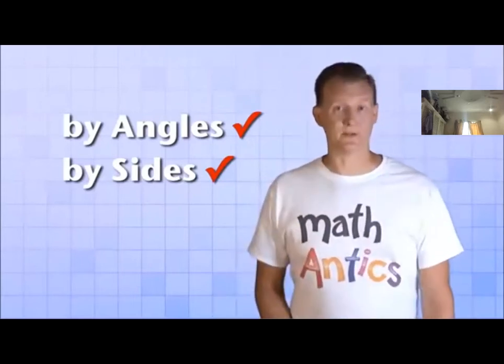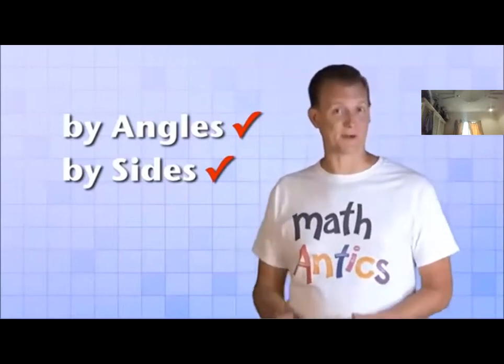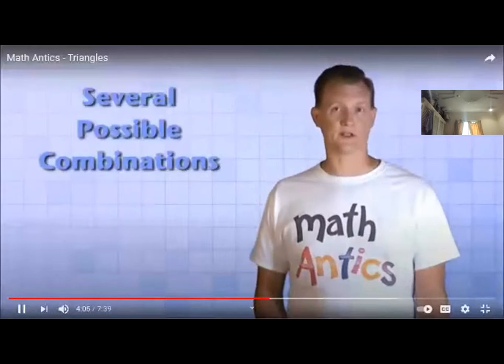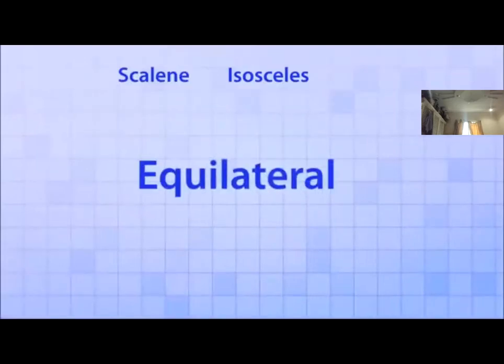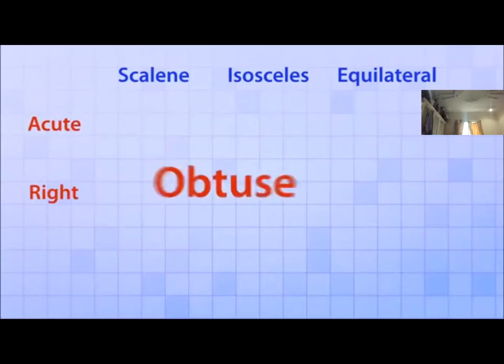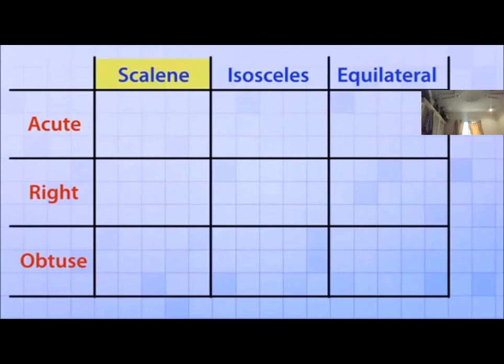And now that you know both ways to classify triangles, let's see how you can use them together. Yep, you can use them both at the same time. If you classify triangles both by their angles and by their sides, it turns out that there's several possible combinations. To see what I mean, let's list the three classifications by sides, scalene, isosceles, and equilateral, and the three classifications by angle, right, acute, and obtuse. A scalene triangle can also be a right triangle, like this one. And a scalene triangle can also be either an obtuse or an acute triangle.